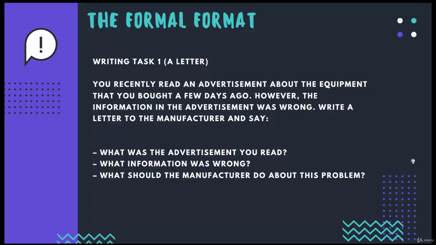Like it says here for this one, you've recently read an advertisement about the equipment that you bought a few days ago. However, the information in the advertisement was wrong. Write a letter to the manufacturer and say, what was the advertisement you read? What information was wrong? What should the manufacturer do about the problem? You see, this is a formal letter. You are writing a formal complaint letter here. There's something wrong. They want you to write a letter and properly complain with the right tone of voice, with the right language, right? So you have a formal letter.